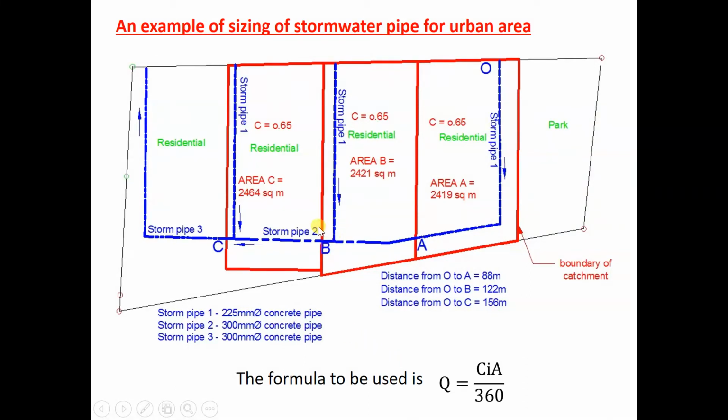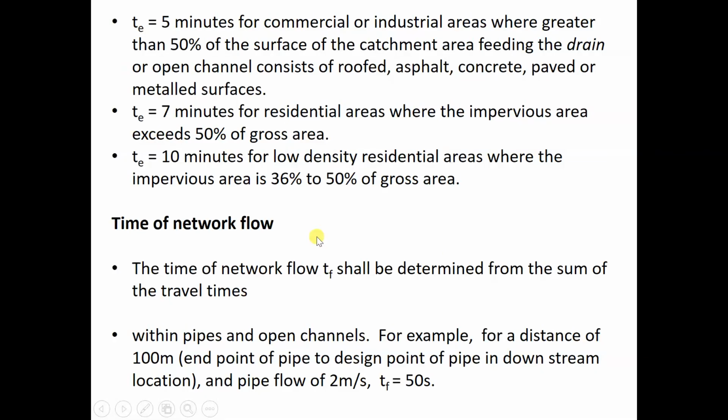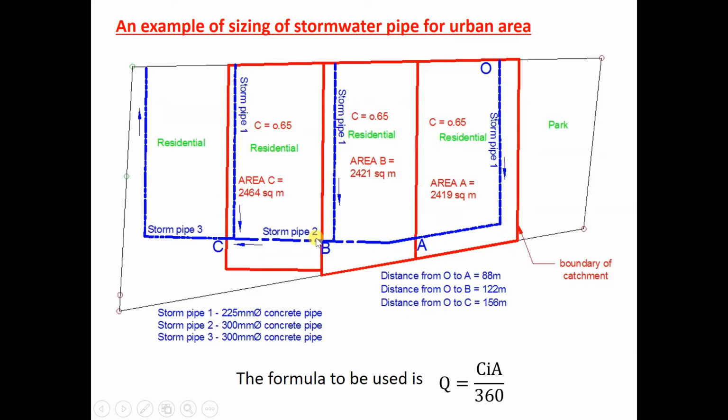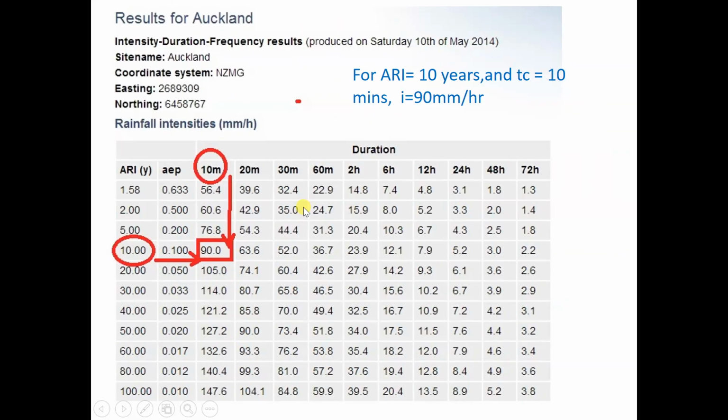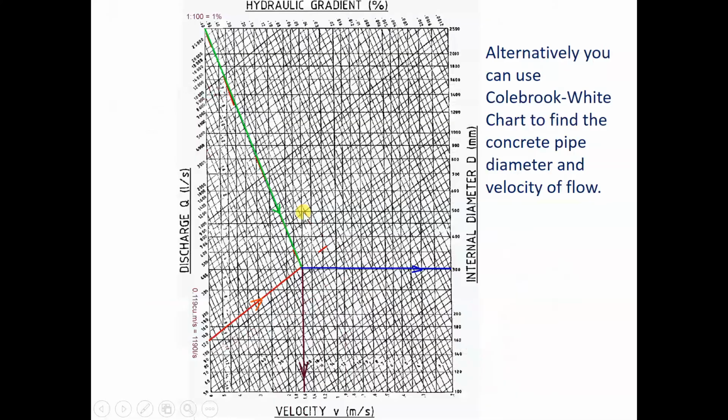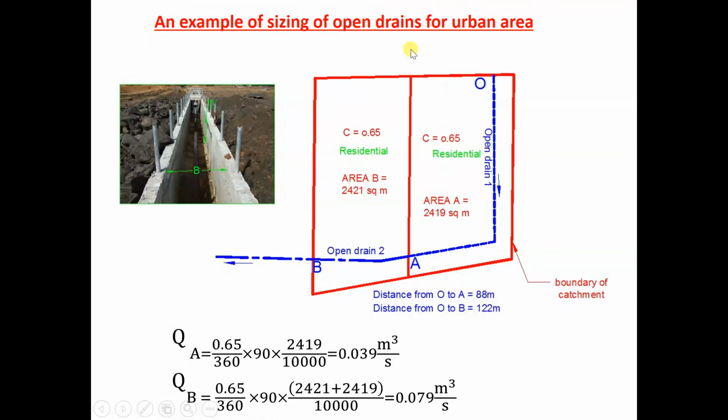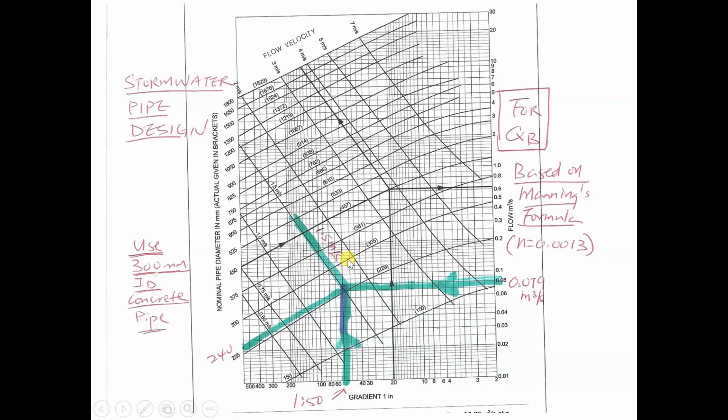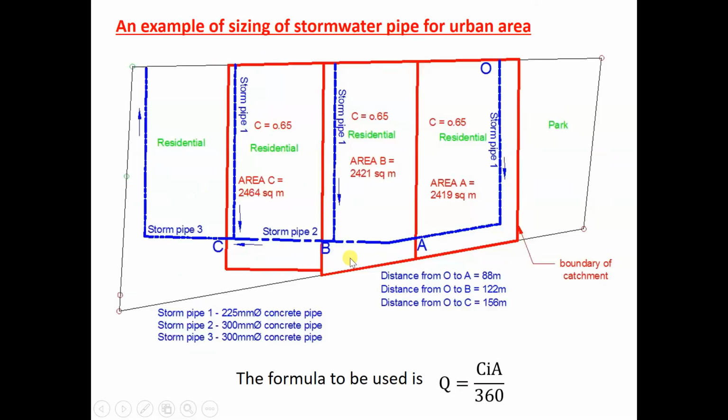So, an example of using the design of stormwater pipes. I have two scenarios. One is the stormwater pipe. The other one is the open drain, the open channel. So we use a different area. This one is two lots, but for the stormwater pipe, I use one more, three lots.